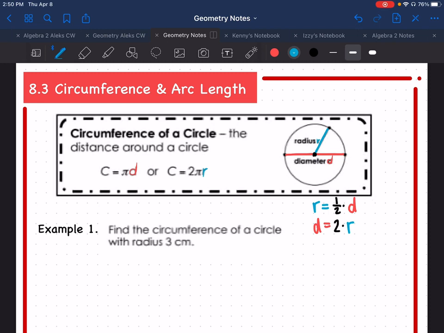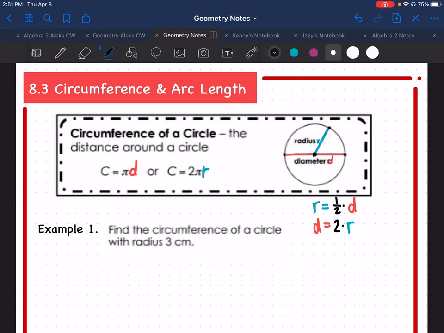But normally what's going to happen is you will see one or the other, and then that will dictate which formula you use. Do you have the radius? You use this formula. Do you know the diameter? You use that formula. All right, let's go ahead and get started. Find the circumference of a circle with a radius of 3 centimeters.